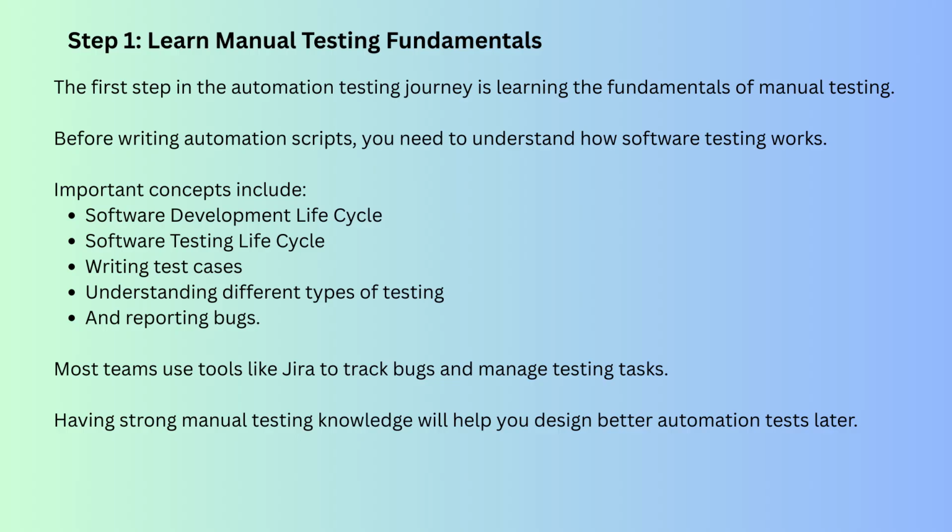Step 1. Learn manual testing fundamentals. The first step in the automation testing journey is learning the fundamentals of manual testing. Before writing automation scripts, you need to understand how software testing works. Important concepts include software development lifecycle, software testing lifecycle, writing test cases, understanding different types of testing, and reporting bugs. Most teams use tools like Jira to track bugs and manage testing tasks. Having strong manual testing knowledge will help you design better automation tests later.